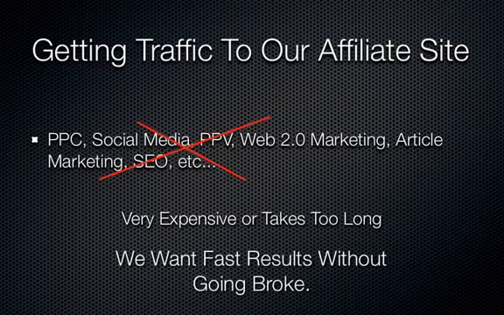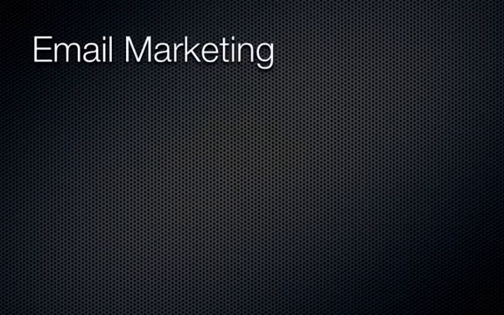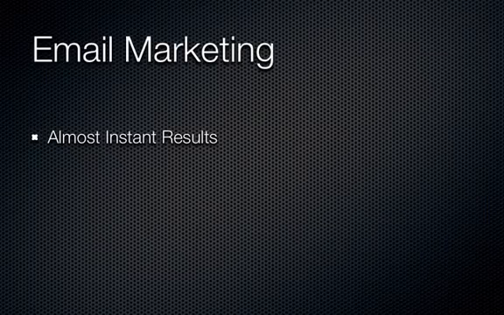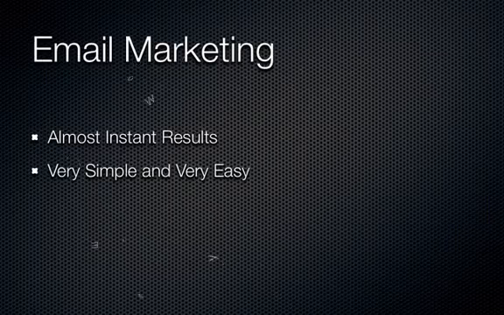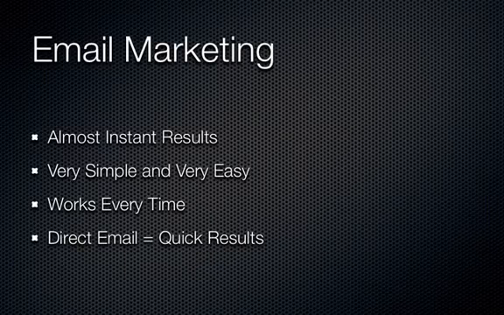That's our goal here. So the way I do this, and I'm going to show you exactly how I do it, is we're going to do something a little bit differently, and we're going to do it with email marketing. This is exactly how I do it. The cool part about email marketing is you get almost instant results, very, very quick results. It's very simple, extremely easy to do. It works every single time. You don't have to figure out whether Google changed their algorithms today or not. It works every time you do it. Direct email equals quick results.